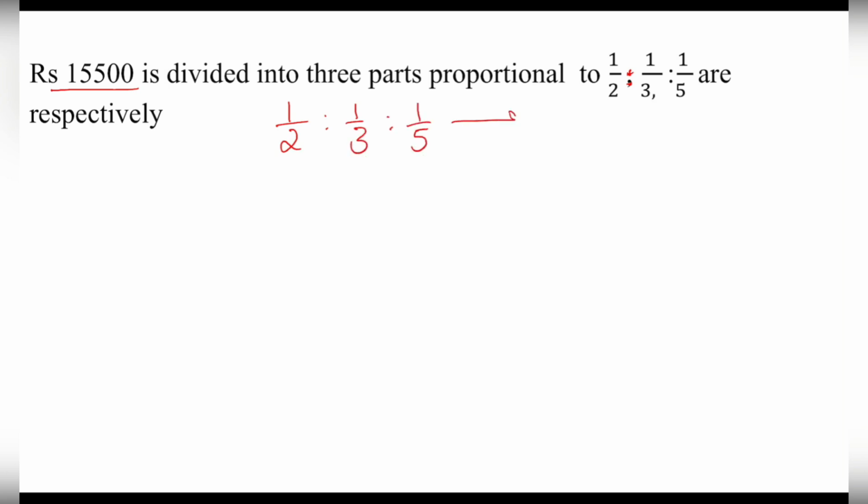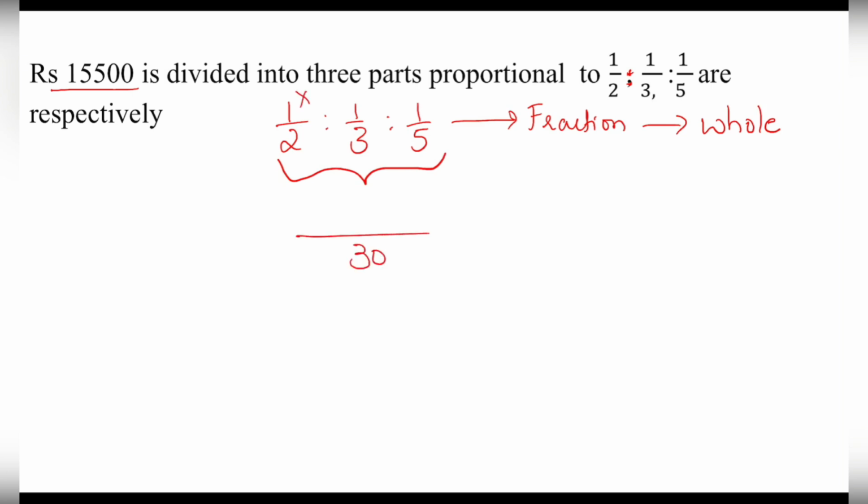Now, this is a fraction. So, from fraction we have to convert it into a whole number. If we convert it into whole numbers, it will be easy for the amount to be divided. So, how to convert this fraction into whole numbers? First, take the LCM. The LCM of 2, 3 and 5 is 30. So, 2 15s are 30, 3 10s are 30 and 5 6s are 30. So, it is 15 is to 10 is to 6. This fraction is converted into the ratio form as 15 is to 10 is to 6.